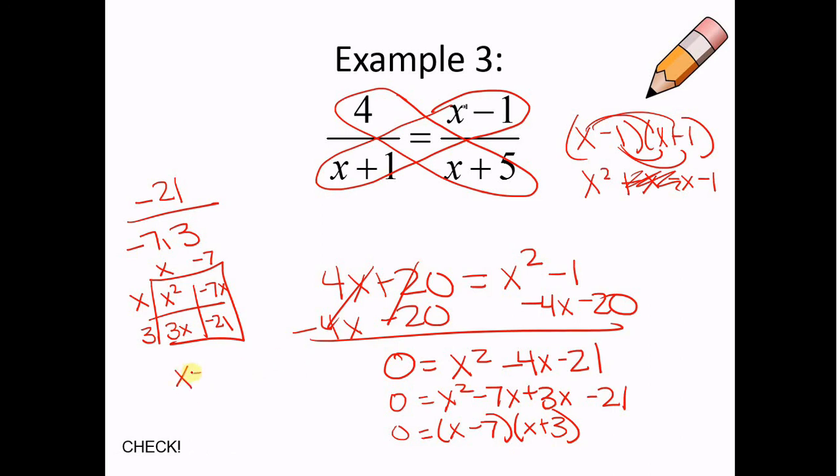So if I set those both equal to 0 and solve, I will get x equals 7 and x equals negative 3. Let's check. Do they work in the bottom? 7 plus 1, that's good. 7 plus 5, that's good. Negative 3 plus 1, again, negative 2. That's fine, just can't have 0. Negative 3 plus 5, that's a negative 2 as well. They both work.